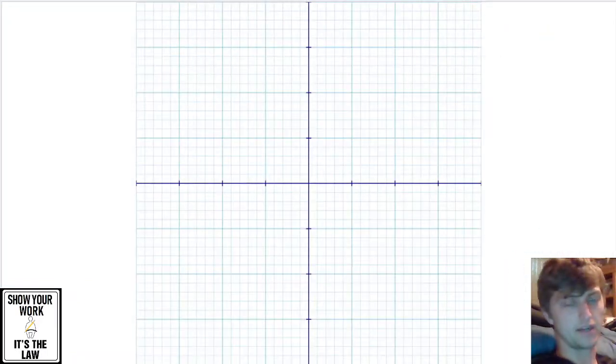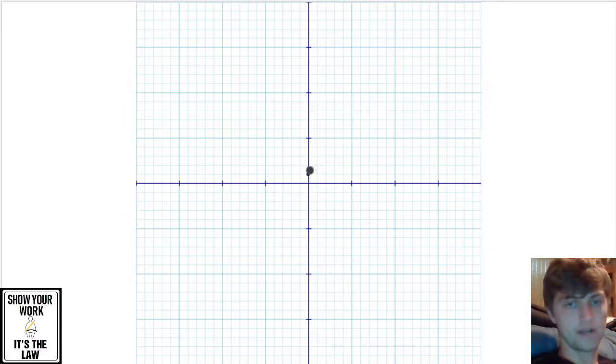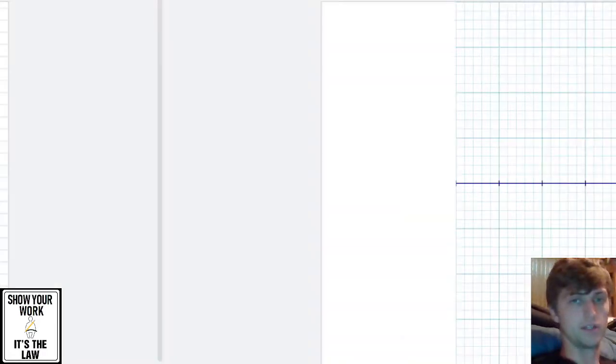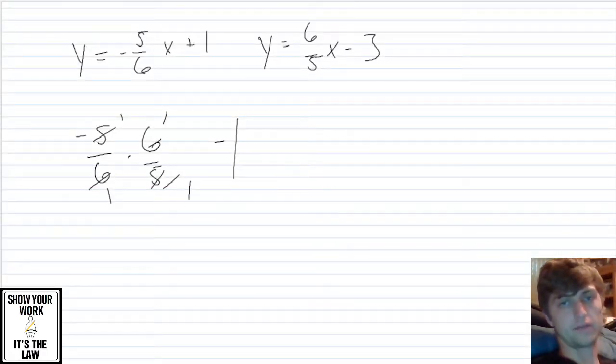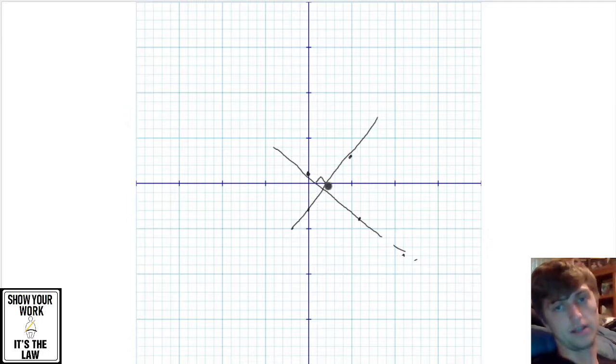Let's graph them. Negative 5 over 6x plus 1. Plus 1 means that's our intercept. Negative 5 means go down 5. The 6 in the denominator means go over 6. Down 5. Over 6. Somewhere. I don't know, I lost track. And then the other one was positive 6 over 5x minus 3. So negative 3 plus 6 over 5. And if we were to graph these, this one would go this way, and this one would go this way, and see, they meet perpendicularly.